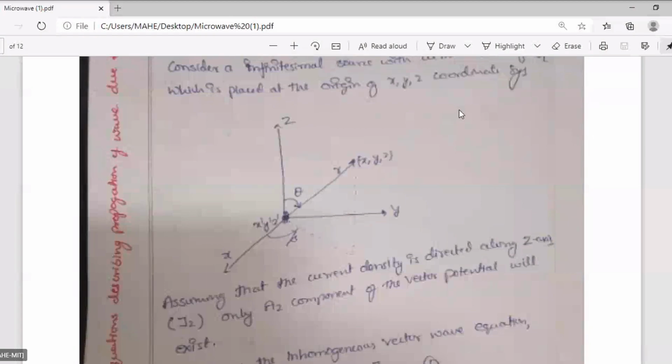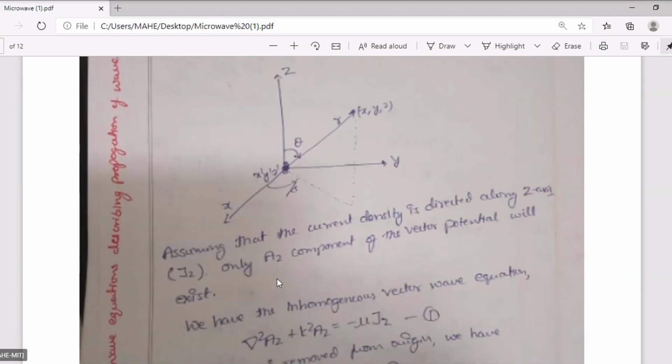The direction of current is along the Z direction. So J is equal to z-cap times Jz. X and Y components are not considered because we are considering only one direction of current flow. Assuming that current density is directed along the Z axis, only the Az component of the vector potential will exist.